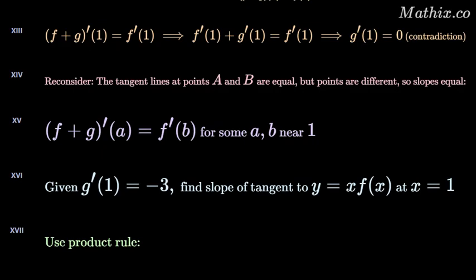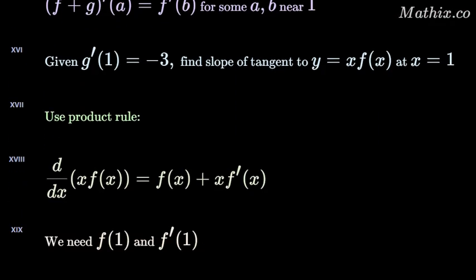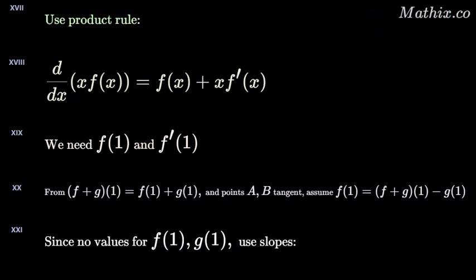But we are given that the slope of the tangent to g at 1 is -3, so g prime of 1 equals -3. This is a contradiction, so the tangent equality must be between f plus g and f at different points A and B on the folded paper. Thus, the slopes of f plus g at some point A and f at some point B near 1 are equal. Given g prime of 1 equals -3, we now find the slope of the tangent to y equals x times f of x at x equals 1.